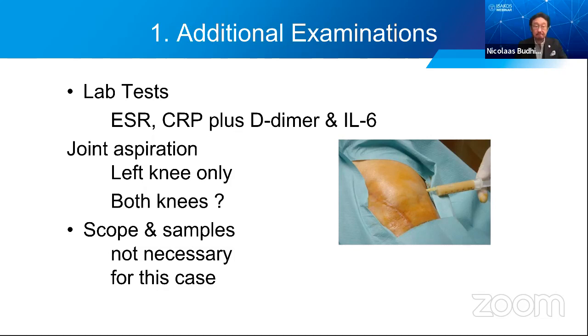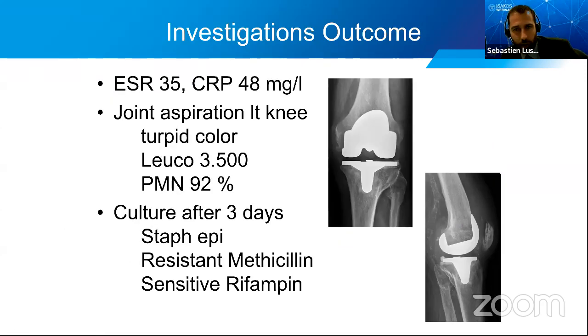Yep. Okay, so we all agree that we need lab tests, aspiration, for sure the left knee, and that at that stage, if we get information from the aspiration, we don't need to go for a scope unless we don't have the answer. So these are, you can see the numbers. ESR is 35, CRP 48. Joint aspiration, turbid color, leukocytes 3,500 with not more than 90% of polynuclear neutrophils. And after 3 days, you get Staph epidermidis resistant to methicillin and sensitive to rifampin.